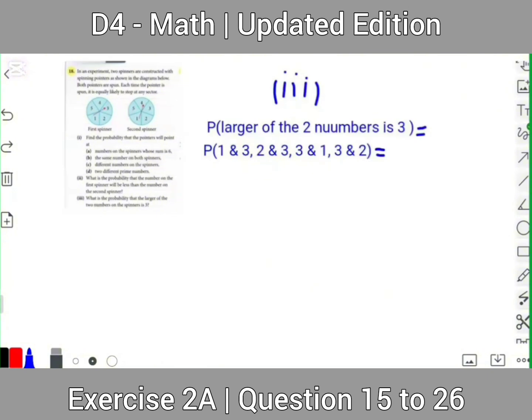Now in part 3, we have to find the probability that the larger of the two numbers on the spinner is 3. It means if we have two numbers, the larger one is always 3. So here we have the numbers 1 and 3, 2 and 3, 3 and 1, 3 and 2. If we count the possibilities, there are 1, 2, 3, 4. The number of favorable outcomes is 4, and the total number of outcomes is 25. So the probability that the larger of the two numbers is 3 is equal to 4 over 25.